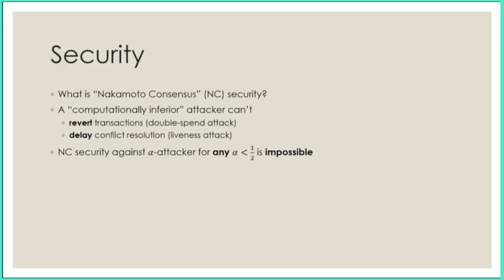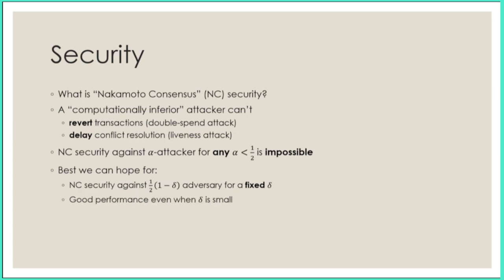Now, people often say that Bitcoin or Nakamoto consensus in general gives you security against any computationally inferior attacker. But that's not quite true. There is a subtlety here. It's actually impossible to be secure against any computationally inferior attacker. What you can do is decide how close to half the attacker would have to be. You can say, I want to be secure against a 48% attacker, a 49% attacker, and then you can design your system to achieve this. You can get as close as you want to half, but you have to determine in advance how close is close enough. You can't hope to be secure against all computationally inferior attackers, even if they are very, very close to half.